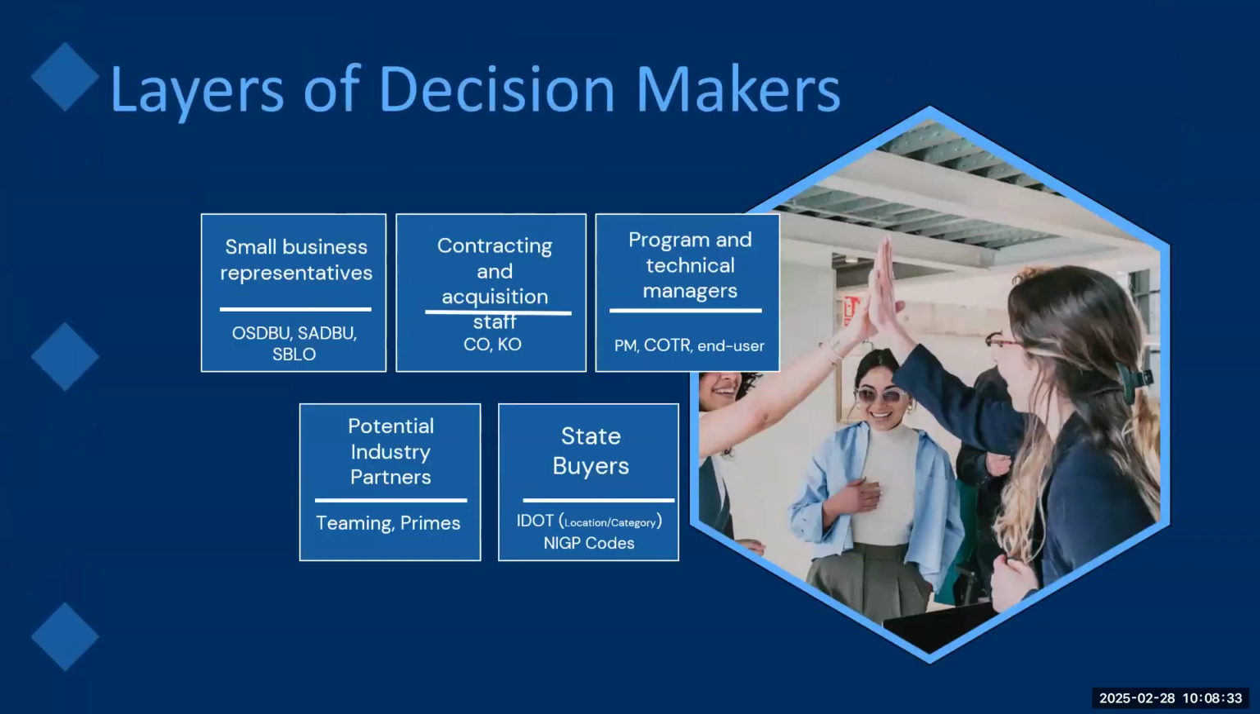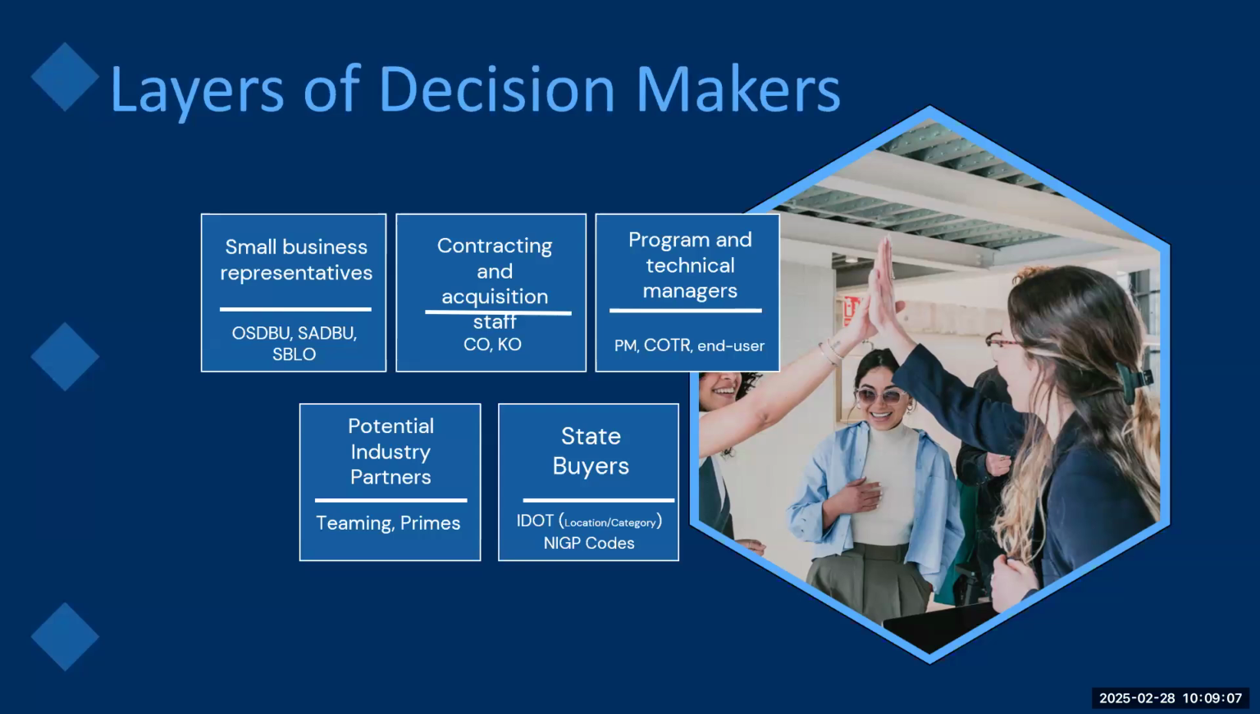So there are layers of decision makers besides the sources sought notices and the requests for information that you'll be sending the capability statement to. Understanding that if you're sending it to a small business representative, perhaps you have reached the agency's Office of Small and Disadvantaged Business Utilization. You've reached the Small Business Liaison Officer at a prime contractor. It could go again to contracting and acquisition staff. Maybe you were fortunate enough to actually touch base with the contracting officer.